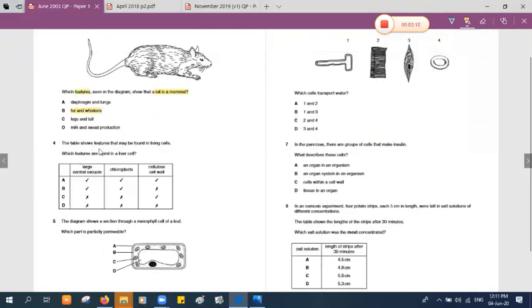The table shows features that may be found in living organisms. Which features are in a liver cell? Okay, this question is a little bit tricky. A liver cell is an animal cell. So in question number 4, the right answer will be what? D. Why, teacher, D? Yes, D here.